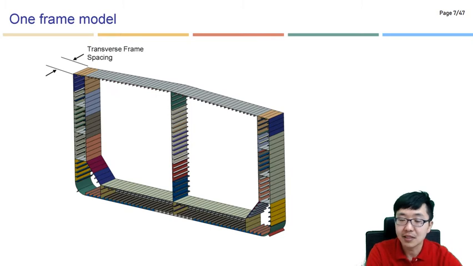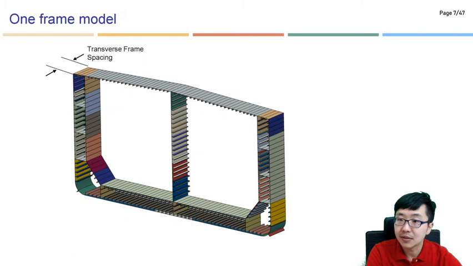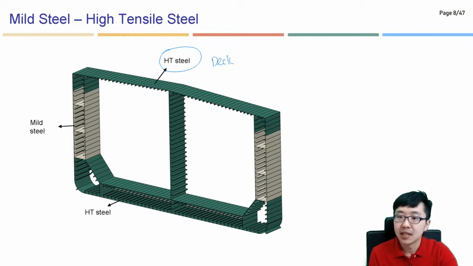So yeah, this is just a sliced model, one frame spacing, and it was nearly 4 to 5 meters in length. And here they are talking about the material properties. So I want to give you some time to think about why they apply the high tensile steel for the deck and the outer bottom as well as the inner bottom.